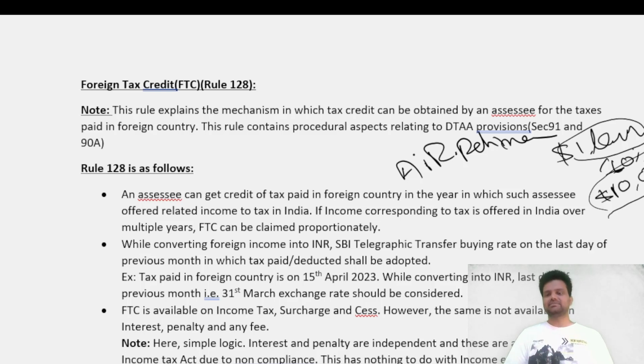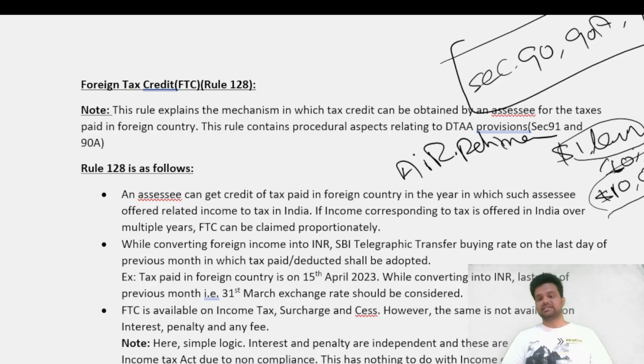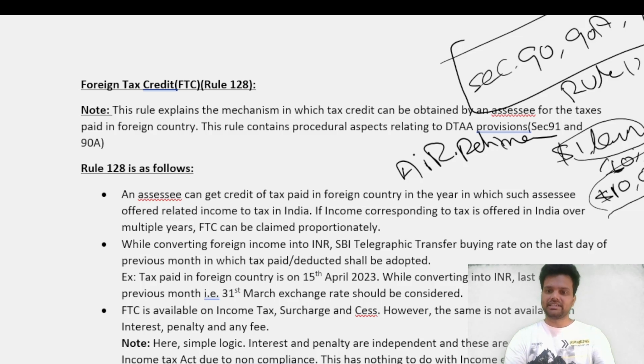The DTAA provisions, that is Sections 90, 90A and 91, are the major provisions. These provisions talk about the foreign tax credit and reliefs like unilateral relief and bilateral relief, and how the assessee can avail the credit, etc. Whereas Rule 128, the foreign tax credit rule, only talks about how exactly the assessee can avail the credit. So what is the mechanism?